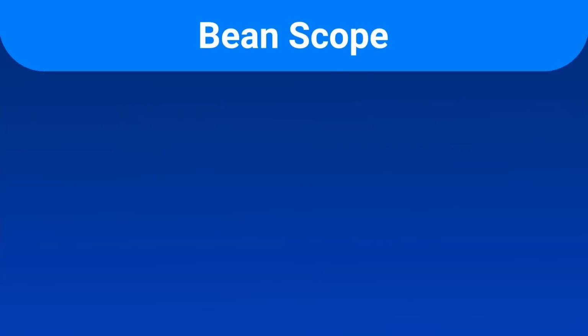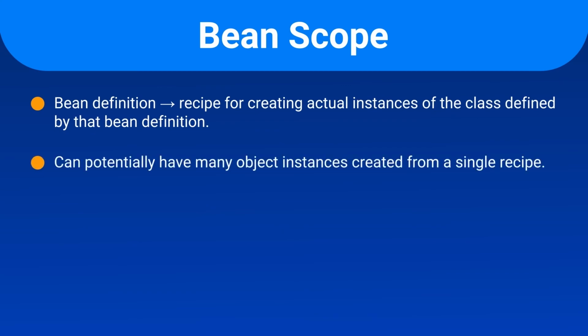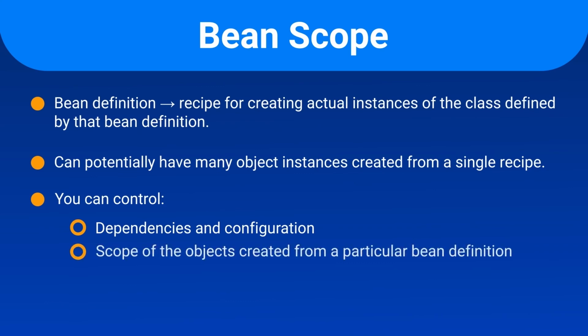I'd like to turn our attention now to the concept of bean scope. When you create a bean definition, what you're doing is making a recipe for creating actual instances of the class defined by that bean definition. The idea that a bean definition is a recipe is kind of important because it essentially means that, just like a class, you can potentially have many object instances created from a single recipe. And you can control not only the various dependencies and configuration values that are to be plugged into an object, but also the scope of the objects.